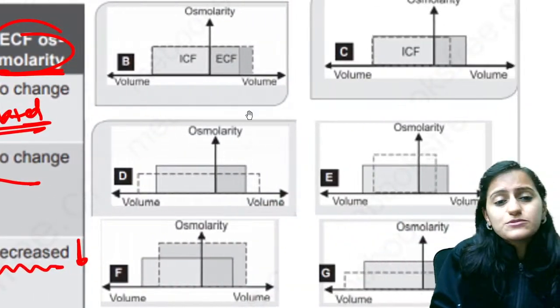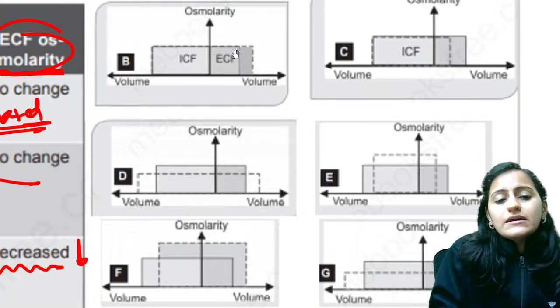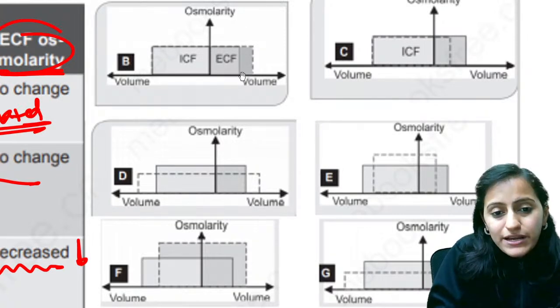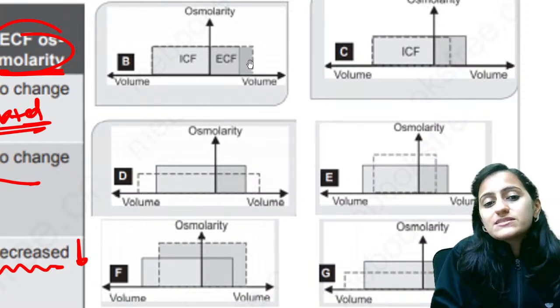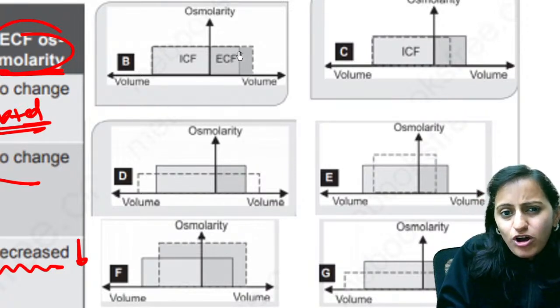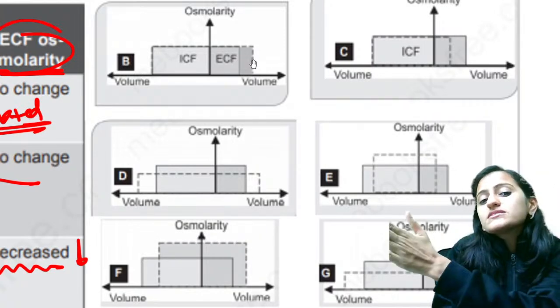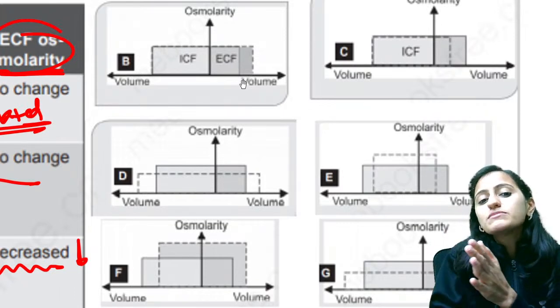What are we seeing in this one? What's happening in this? This is your ECF volume, which is increasing. Look at all these diagrams here. The dotted line is your change. What is the change happening? So ECF volume original was this one. Now the ECF volume is increased. The box is going to the right. The ECF volume is increasing.